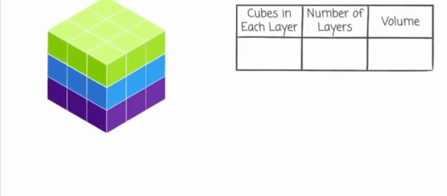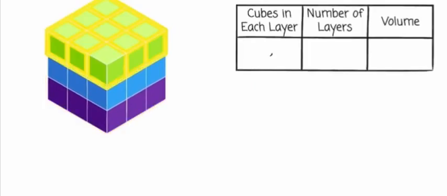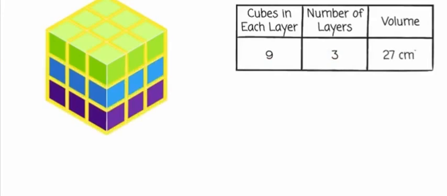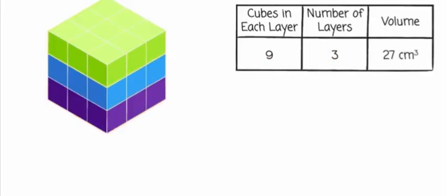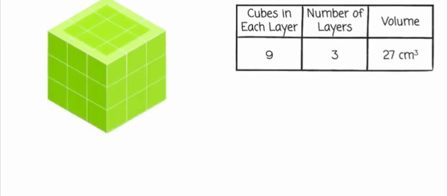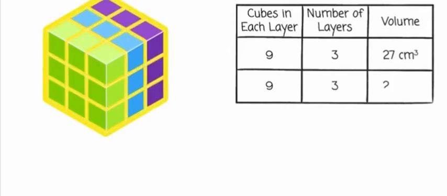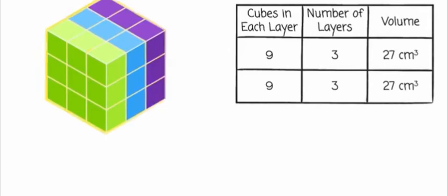Now, complete the table to match this prism. There are 9 cubes in each layer, and there are 3 layers. 9 cubic centimeters times 3 equals 27 cubic centimeters. Now let's look at this prism another way. We still have 9 cubes in each layer and 3 layers, so our volume is still 27 cubic centimeters.